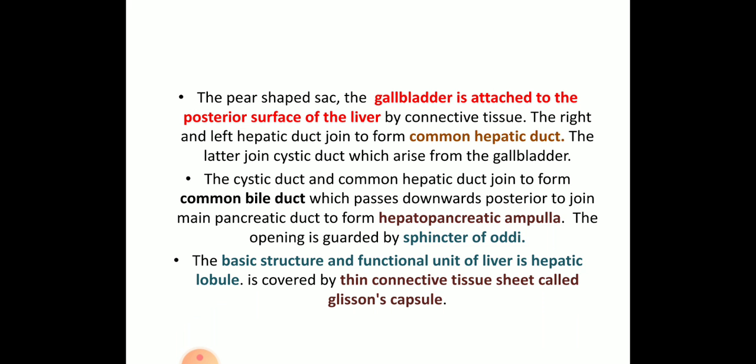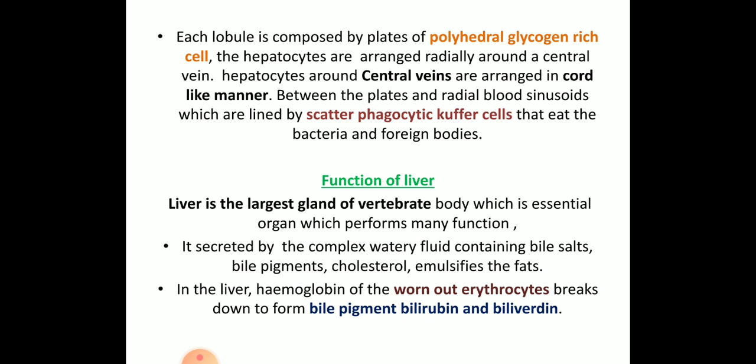The basic structure we know is the hepatic lobule. It plays a very important role in liver cancer and so on, because it is the structural and functional unit of the liver, and the thin connective tissue covering is called Glisson's capsule. Later there is the central vein, with cells arranged in a cord-like manner, and phagocytic cells, the Kupffer cells, which fight against bacteria or engulf the bacteria itself.